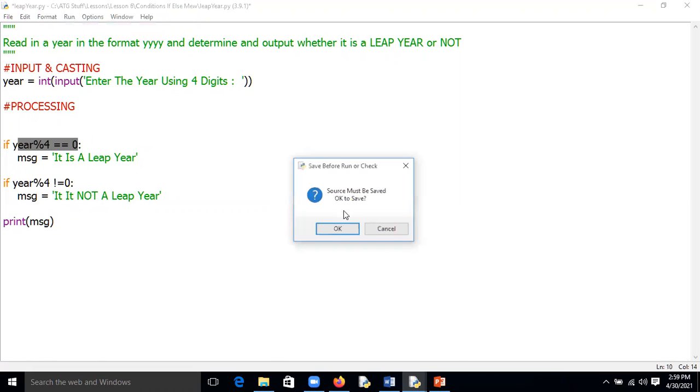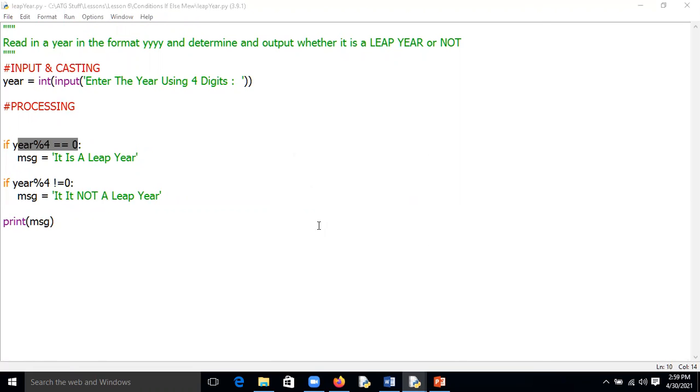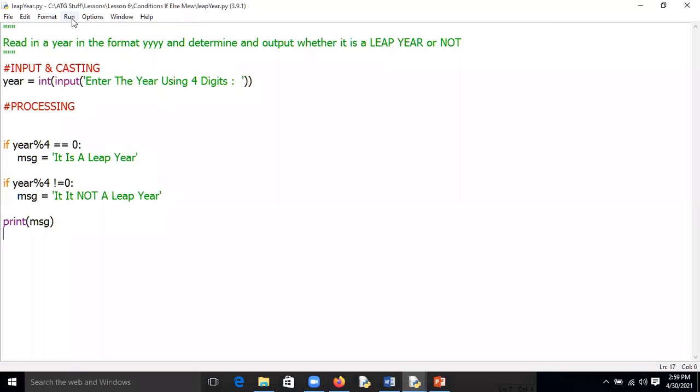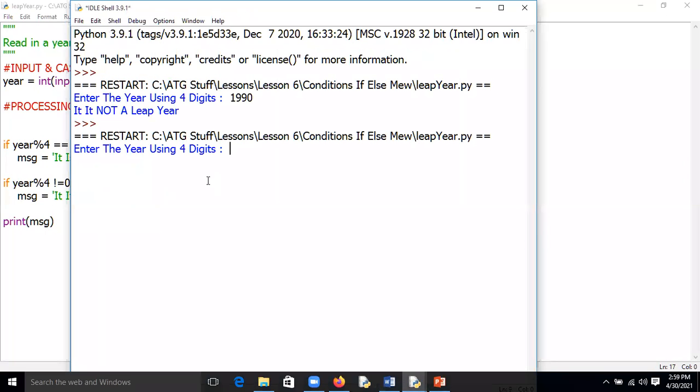So I'll run it one more time, and I'm going to enter 1990. It's not a leap year. And if I run it one more time and enter 2020, it is a leap year. So you can do all of it in one.